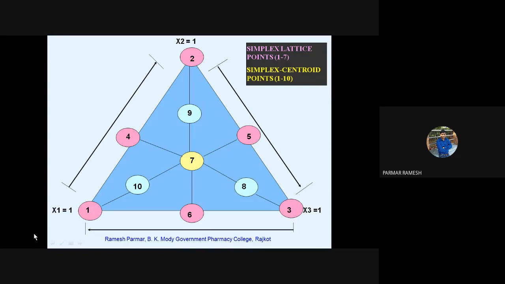Point 4, which is the center of x1 and x2, represents 50% concentration of x1 and 50% of x2. Similarly, 5 and 6 also represent 50-50 proportions, while point number 7 is the centroid at the center, and it represents 1/3 proportion of all the components.